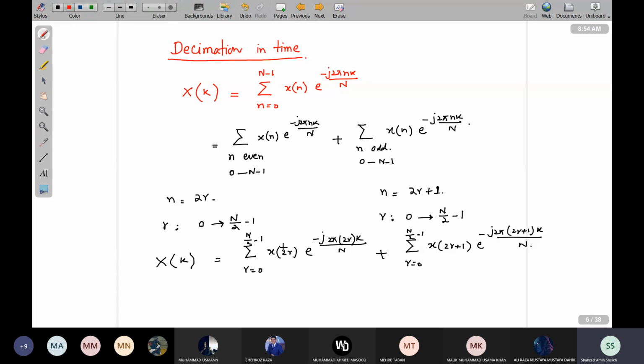Now just saying that this portion, this even portion, these even indices, even points of x of n, we call them, suppose this is g of r, and the odd terms, odd points of x of n, we call them h of r. Okay? Now let's see, it's not a division sign. Is that clear? Okay.